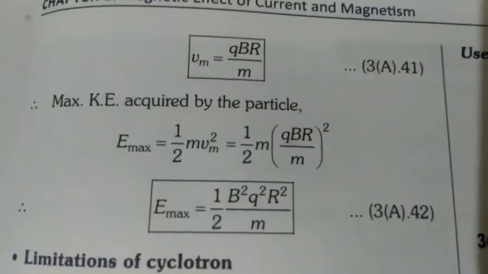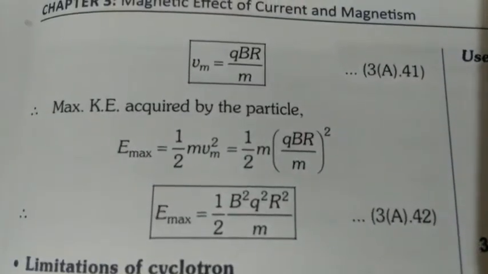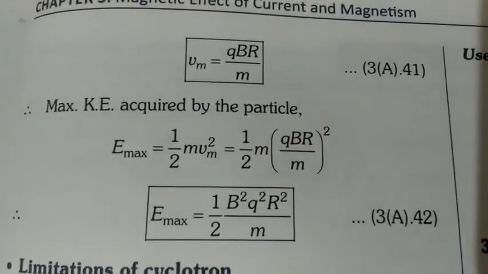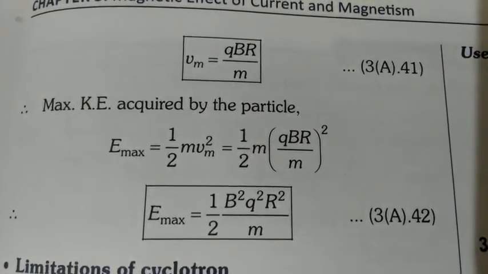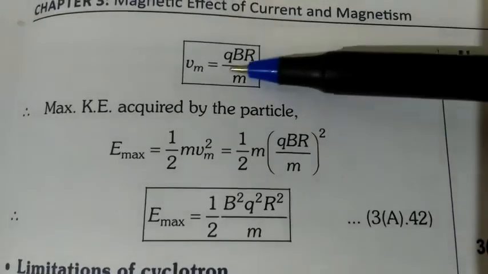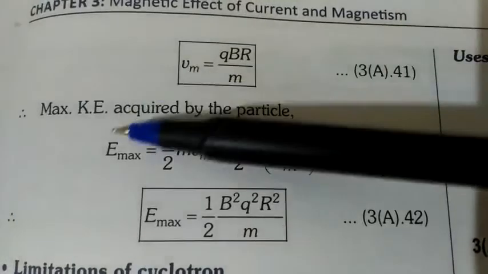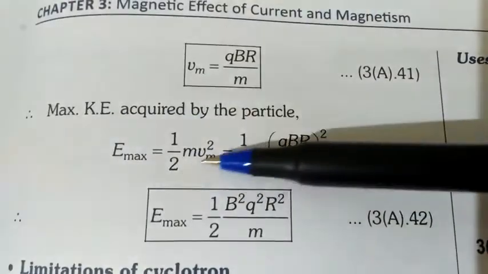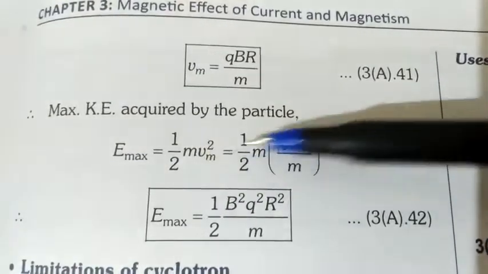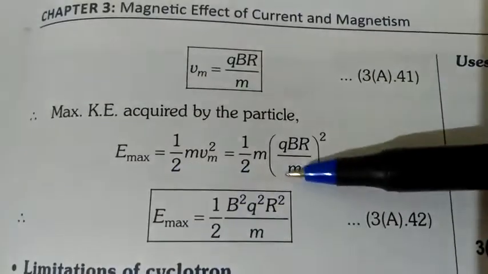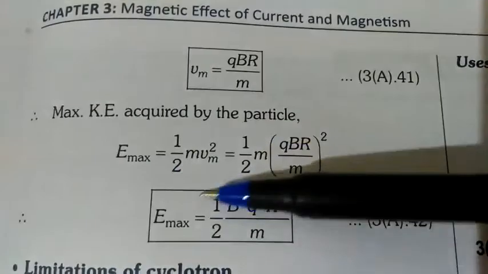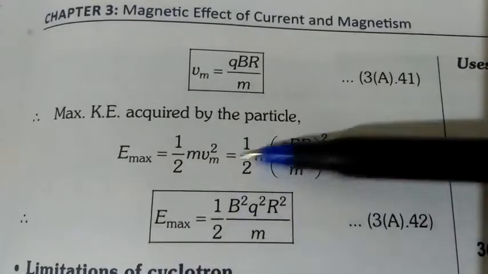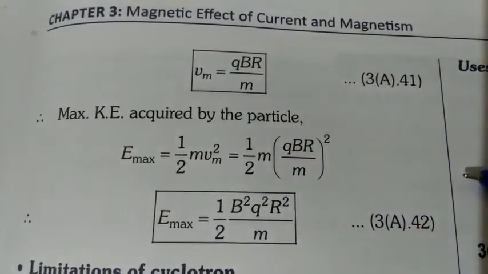is the equation. Now suppose when the particle is coming out from the cyclotron through that window, that time the maximum velocity attained by the particle is Vm. So here Vm can be given by qBr upon m. So what will be the maximum kinetic energy of the particle? Kinetic energy equals half mv square. When we put the value of v here, m and m get cancelled and we get this equation. So this is the energy of that particle which is coming out from the cyclotron.